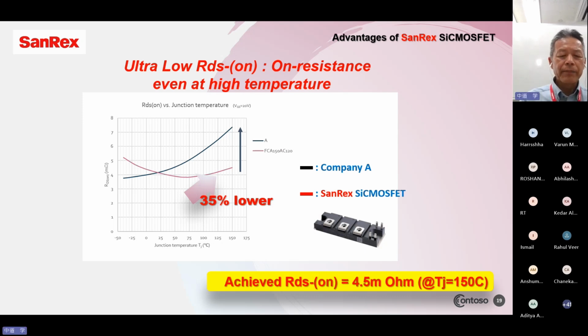Look at this graph, junction temperature versus on resistance, RDS(on), comparing company A and SanRex. For example, with the SanRex silicon carbide MOSFET, even at junction temperature 175 degrees C, our RDS(on) is 35% lower than company A. So we achieved only 4.5 milliohm at junction temperature 150 degrees C.